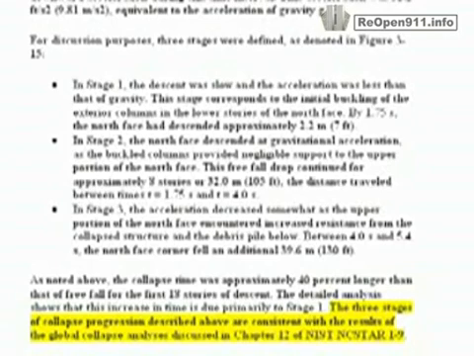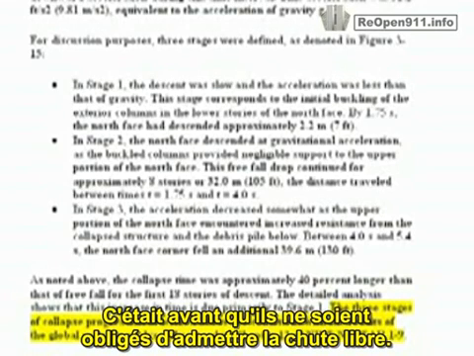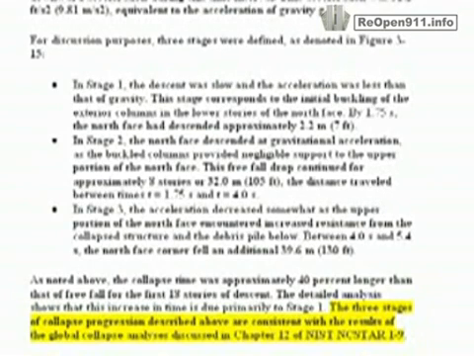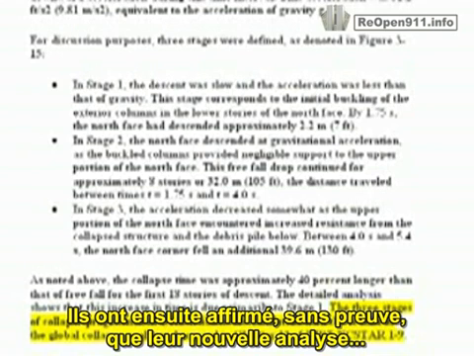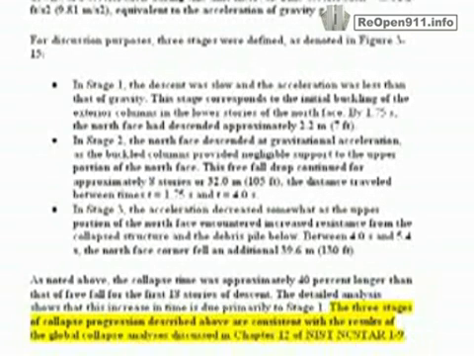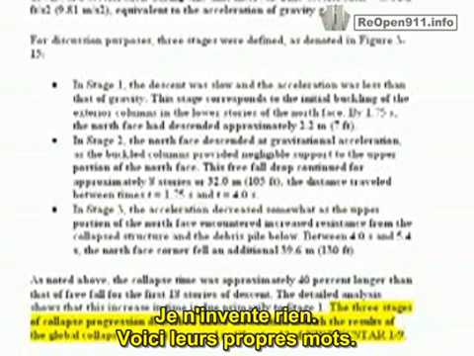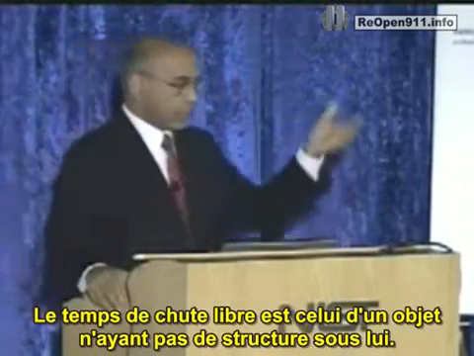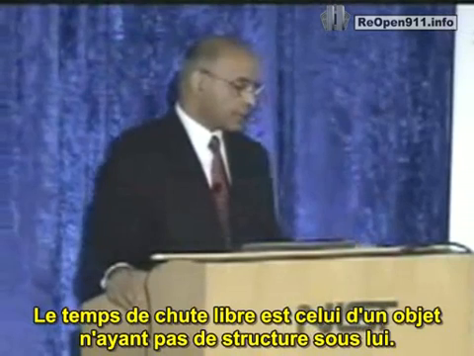That was before they were forced to acknowledge that freefall actually occurred. Once they acknowledged freefall, they claimed without elaboration that their new analysis was consistent with the results of the global collapse analysis. I'm not making this up. This is their own words. Freefall time would be an object that has no structural components below it.